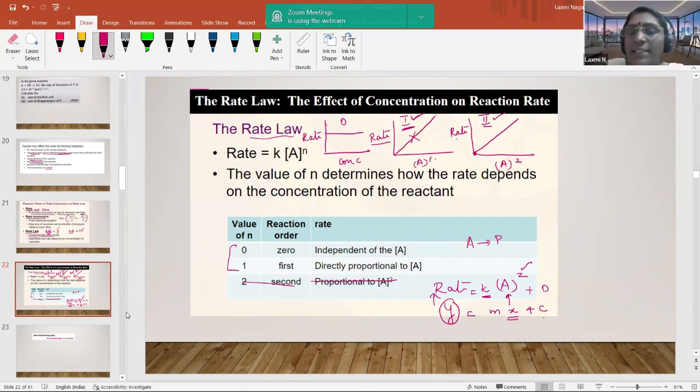This gives you a check. Supposing the reaction is a first order reaction and you're trying to plot rate versus a to the power 2, you wouldn't get a straight line. So this is how you slowly make them move into the chemistry and slowly make them think critically.